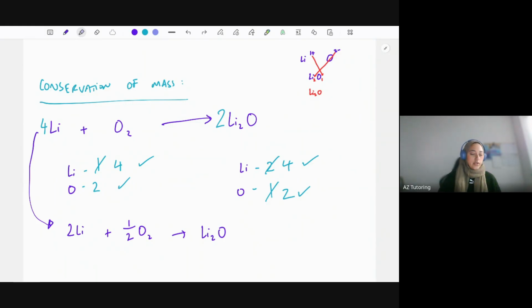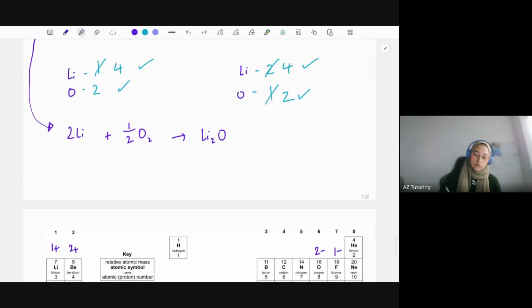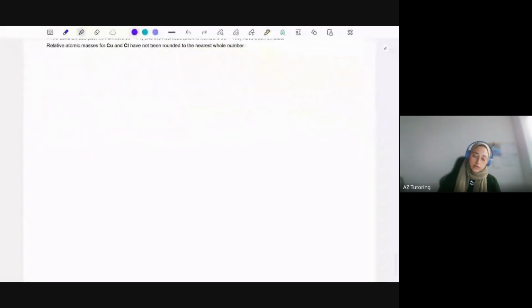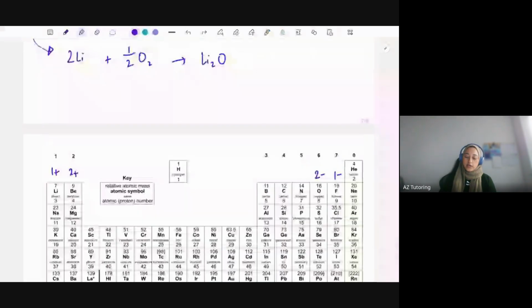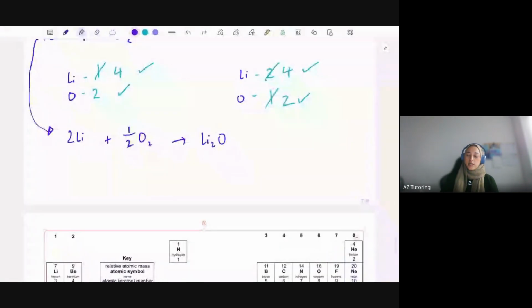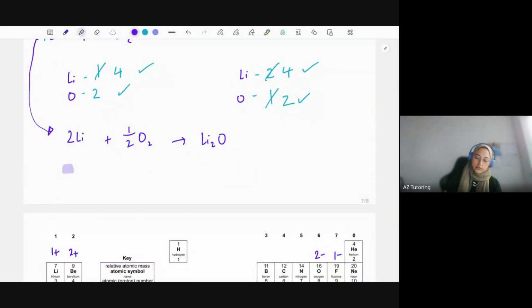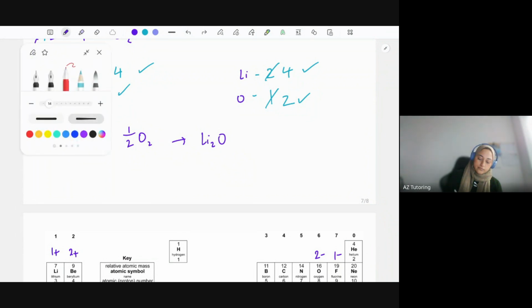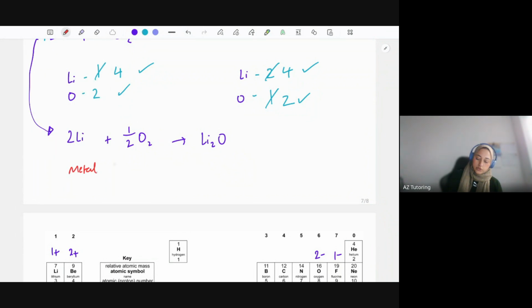Let's have a look at another reaction. You need to know group 1 reactions with oxygen. They form metal oxides, so we call this lithium oxide. So group 1 metal plus oxygen gives you metal oxide. And you figure out the numbers by crossing the charges.